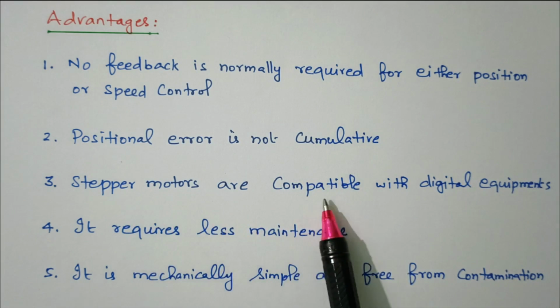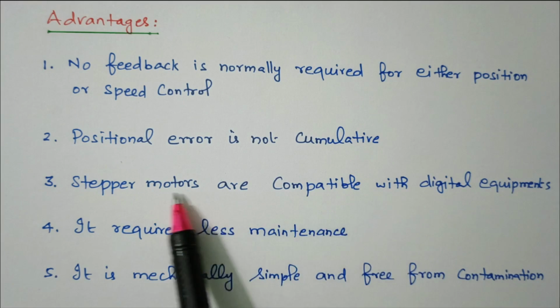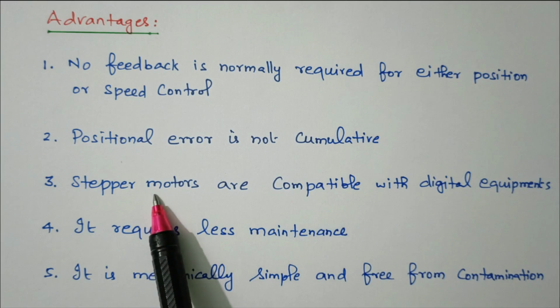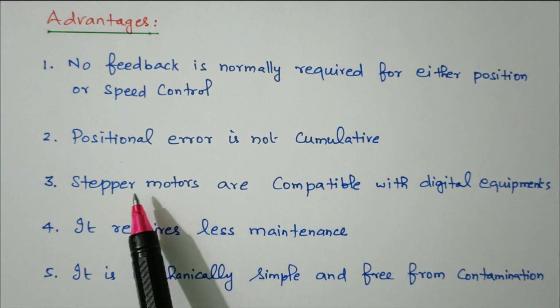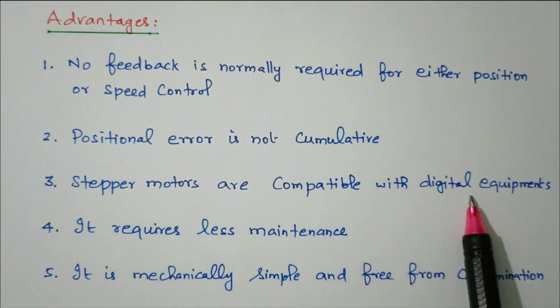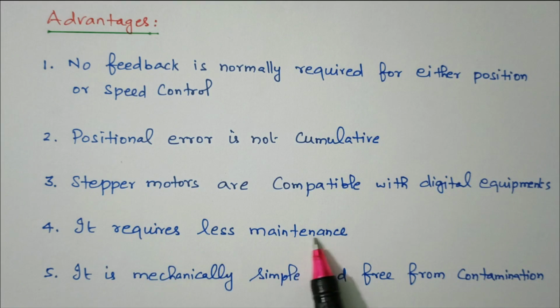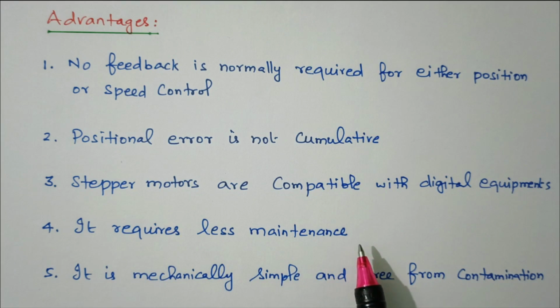Stepper motors are compatible with digital equipment because the stepper motor is operated by a train of pulses, so a digital signal is already available. It's not a continuous rotation motor with a continuous supply. Digital signal is already given, so automatically it is compatible with digital equipment. It requires less maintenance. There is no windage or friction, so the losses are very low and less maintenance is required. It is mechanically simple and free from contamination.